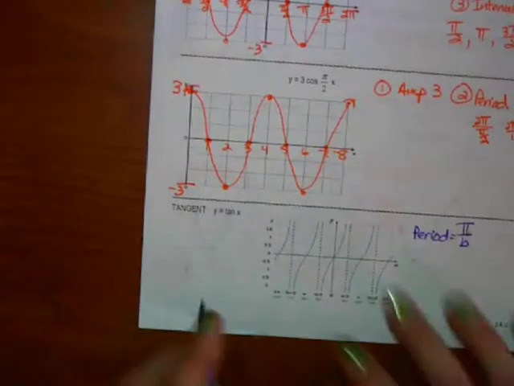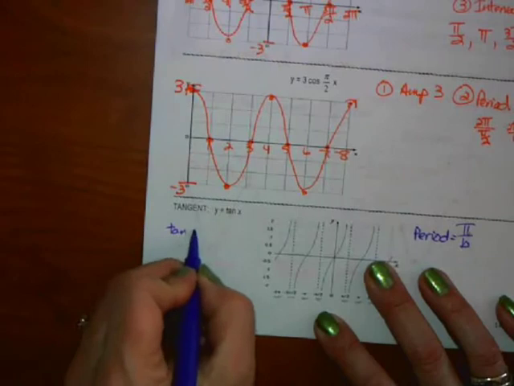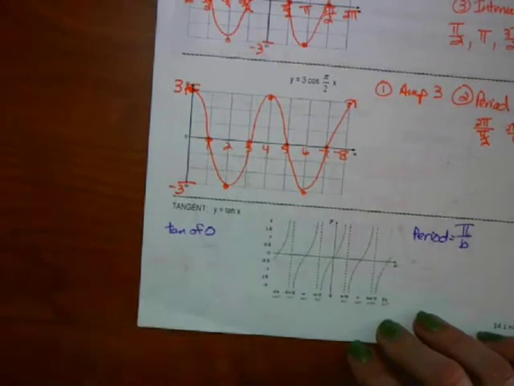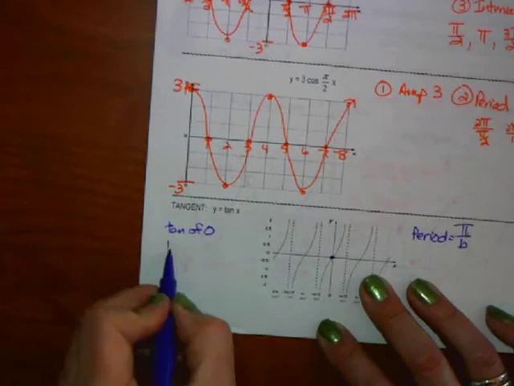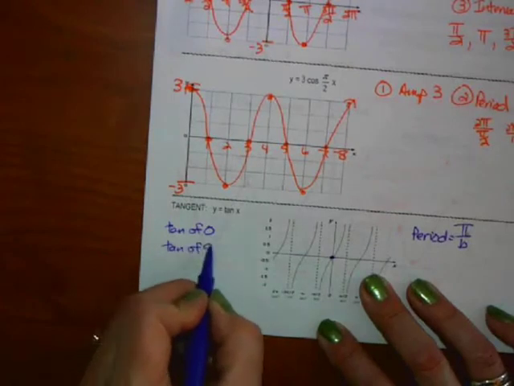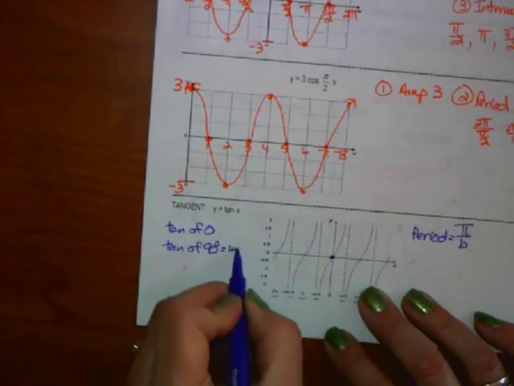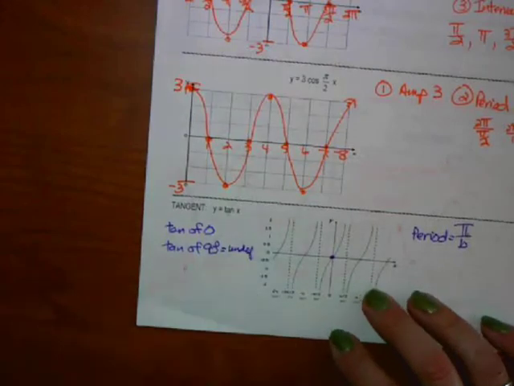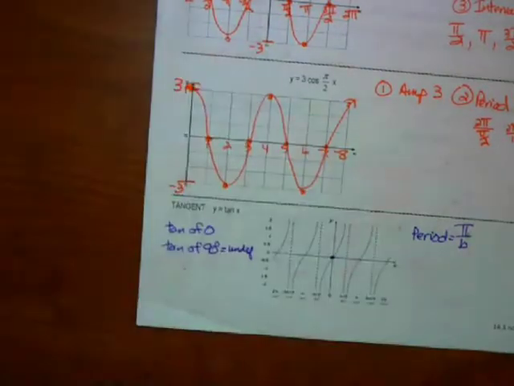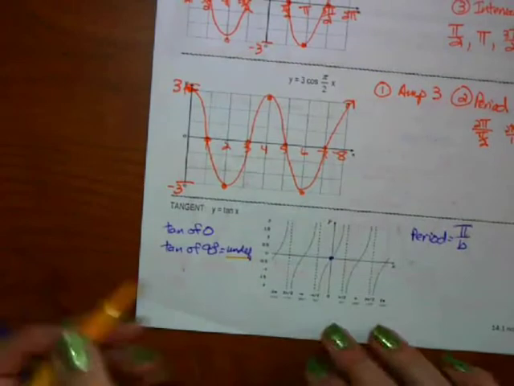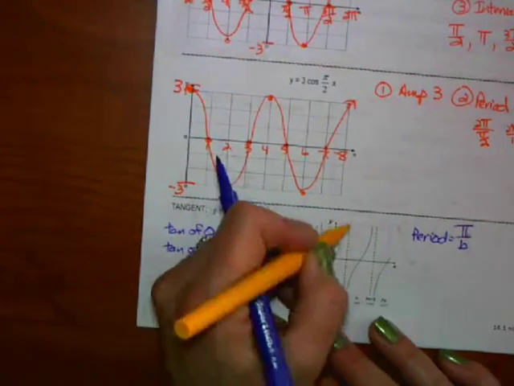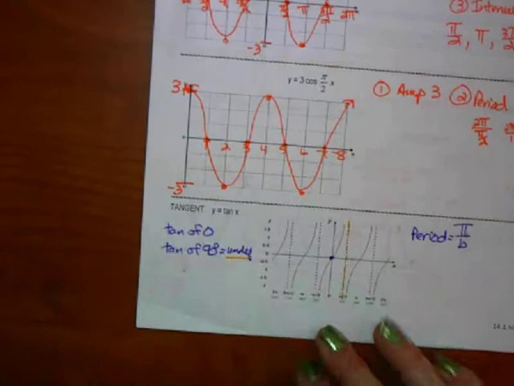So, kind of look at it like this. The tangent of 0 is 0, so right here, that's where that's at. Okay? The tangent of 90 degrees is undefined. Oh, wait a minute, I can't have a tangent there. Can't have a graph cross that point. Now remember, 90 degrees is pi over 2. So that's where the undefined is.